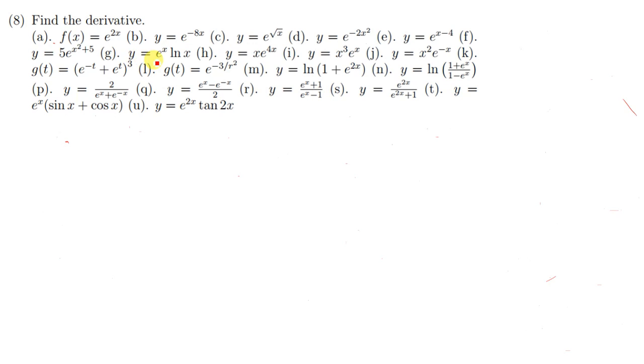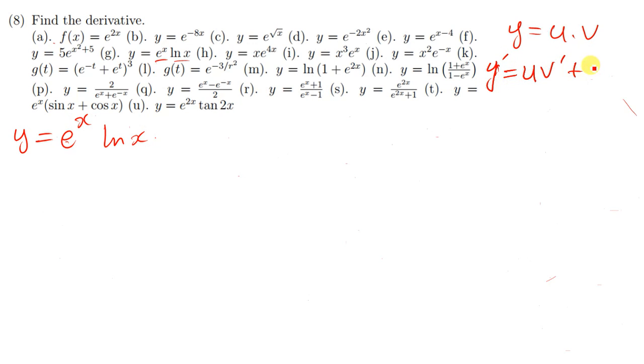Okay, so we have this expression here. We have these two functions, the exponential and the ln function, multiplying themselves. Hence we're going to use product rule. So we have y is equal to e to the power x times ln x. Product rule states that if you have a function y is equal to u times v, the derivative, which is y prime, is given by u v prime plus v u prime.